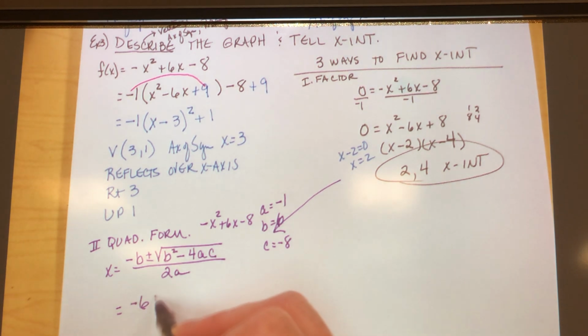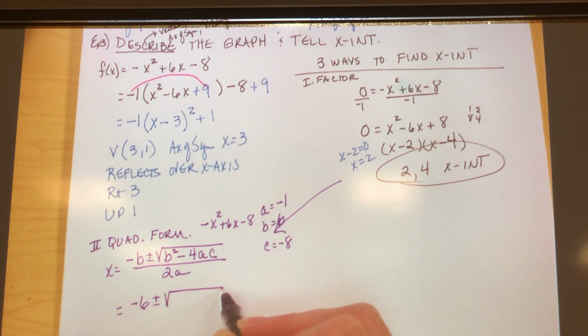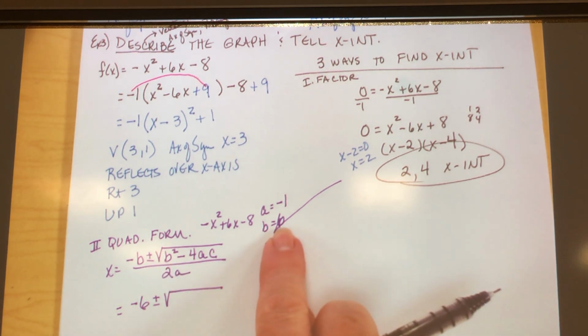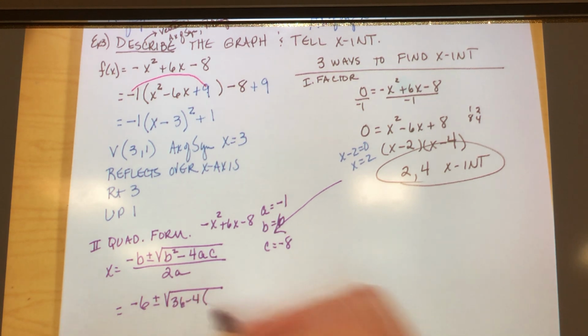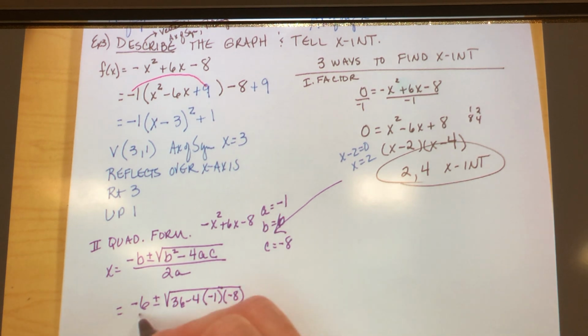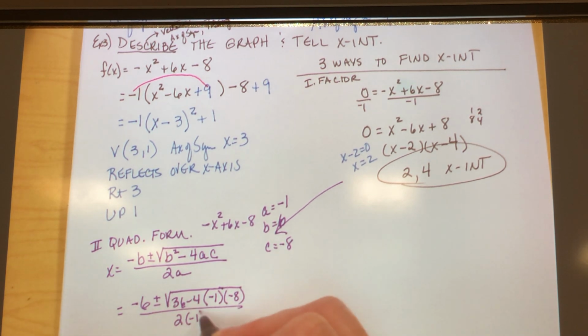Negative 6 plus or minus the square root. Remember, will you have a calculator? No, you will not have a calculator. What is 6 squared? 36. Minus 4 times what's A? What's B? No, C, pardon me. Negative 8, all over 2 times negative 1.